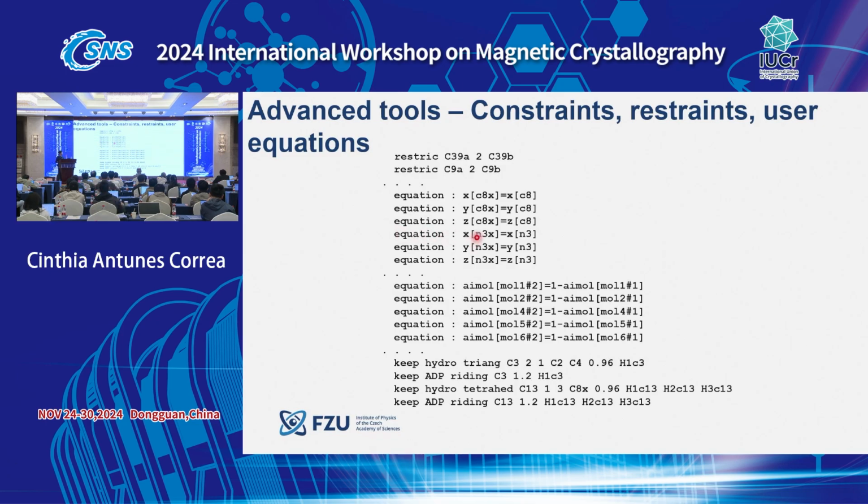For more advanced options, you can also add equations. So you can use these unique names for the parameters to be refined, and you can include linear equations here. So the atomic positions of some specific atom that should be equal to another one, or the occupancy of some molecule, and so on.